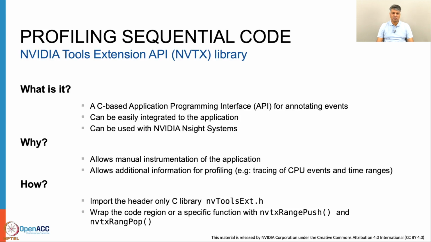Why is this important? Because it allows manual instrumentation of the application. Now, a very rudimentary way of doing application instrumentation is to put time statements and printfs in and out of different functions. But that's usually not very efficient. This way of doing things gives you better control. It also allows you to obtain additional information from profiling, for example, tracing of CPU events and time ranges. How do you go about doing it? You import the header library, which is nvToolsExt.h. You wrap the region or the specific function with two functions, nvtxRangePush and nvtxRangePop.